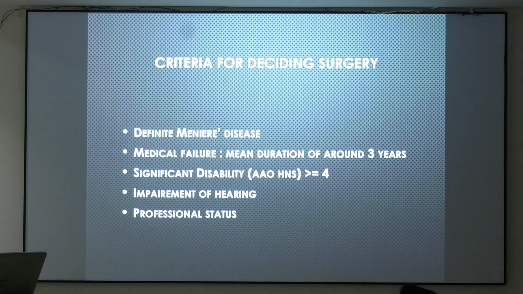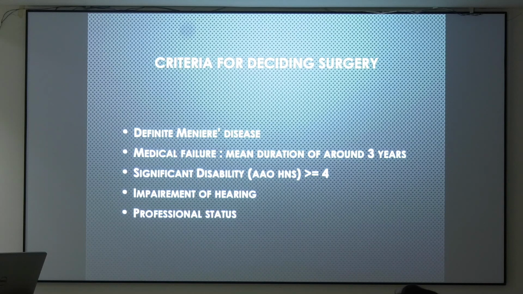So what are the criteria for deciding surgery? First, it should be definite Meniere's disease. There should be no doubt. The definition of definite Meniere's disease, Darshan Bhai has very classically told, it should have all three components: documented hearing loss, paroxysmal vertigo, and ear fullness or tinnitus. There should be medical failure of at least 1 to 2 years, and for most of our patients, the mean duration of medical treatment is around 3 years. There should be significant disability of grade 4 or more.